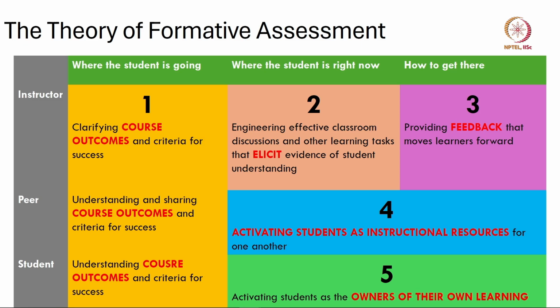We have discussed this in Unit 1, and basically, the theory of formative assessment comprises the agents in the classroom, which are instructor, peer, and student, and the cycle of the teaching-learning process, wherein we try to see where the student is going, where the student is right now, and how to get there. Then we identified a few strategies for doing formative assessment, the first being clarifying course outcomes, and understanding of the course outcomes among instructors, students, and peers.